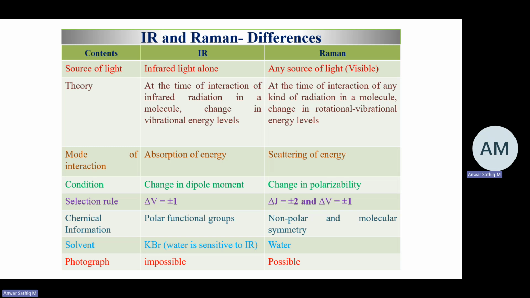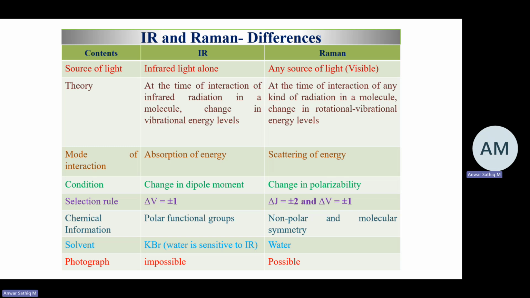Meanwhile, in Raman spectroscopy, the basic selection rule is delta V is equal to plus or minus 1 as well as delta J equal to plus or minus 2. We know that delta V is equal to change in vibrational quantum number, delta J is equal to change in rotational quantum number. IR gives strong signals for polar functional groups, while Raman highlights non-polar and symmetric vibrations.